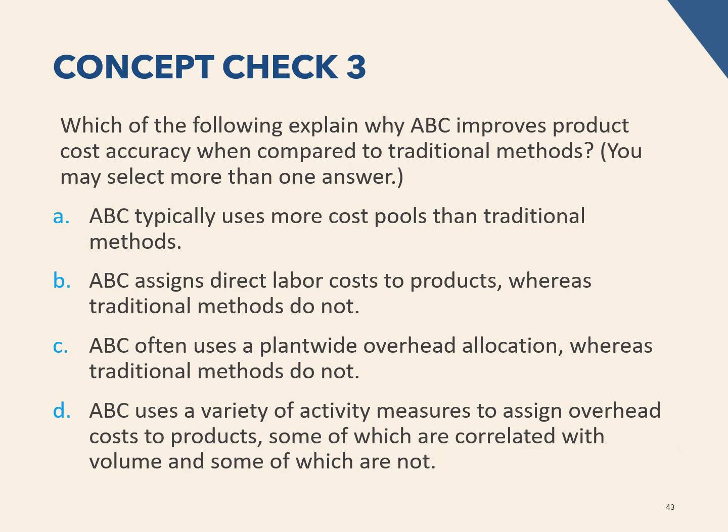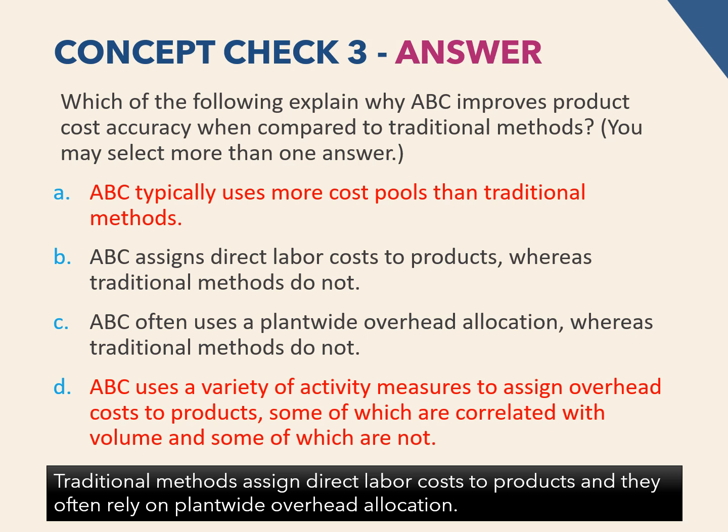What is your answer? The correct answer is A. ABC typically uses more cost pools than traditional methods. That's correct. And D, ABC uses a variety of activity measures to assign overhead costs to products, some of which are correlated with volume and some of which are not. Please note that traditional methods assign direct labor costs to products, and they often rely on plant-wide overhead allocation.